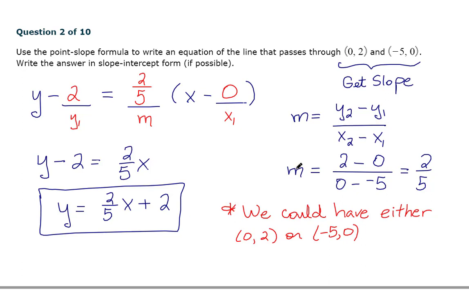Now, I used 0, 2 as my point up here. It wouldn't have mattered. I could have used -5 and 0, and I would get the same result. So which point you use doesn't matter. The order that you pick x1, y1, and x2, y2 doesn't matter. What matters is you keep the points together.